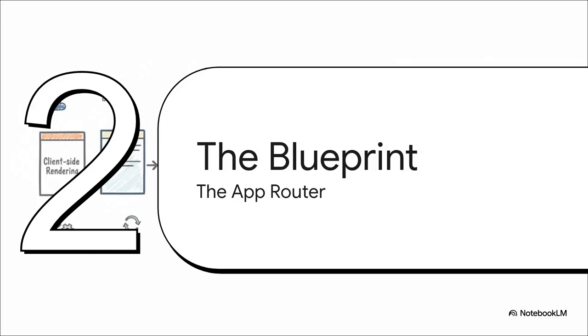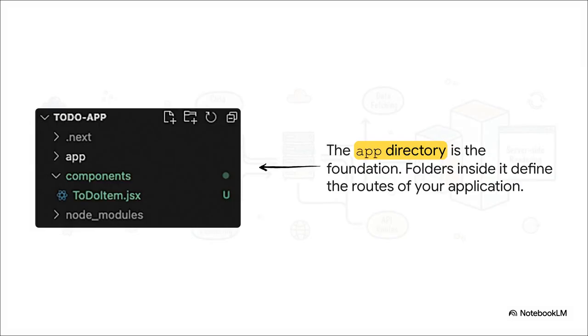All right, let's get to the actual blueprint. Every building needs a floor plan, right? A way to know where everything goes. In Next.js, that floor plan is something called the App Router, and it's probably one of the most intuitive ways to organize an application you'll ever see. And here it is. It all starts in this one singular directory called app.